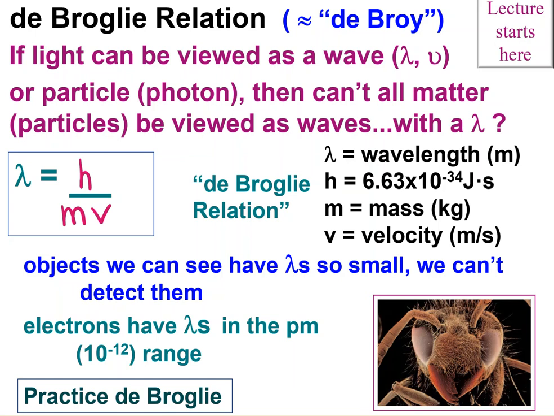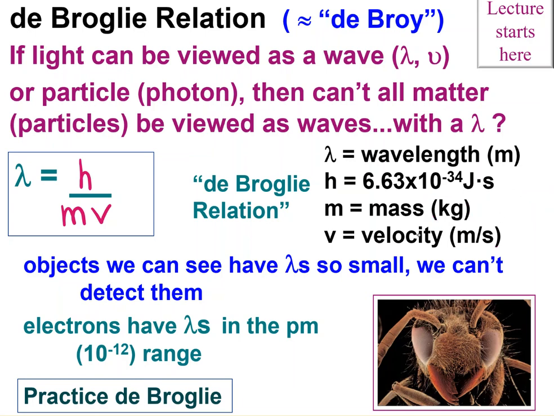The de Broglie relation relates wavelength to the mass of an object and its velocity. So this is not frequency, this is velocity. To use this equation, you have to use SI units in order for the units to cancel correctly. The thing to watch for is that the SI unit of mass is kilograms, not grams, and velocity is meters per second. So we need to make sure we have those units to plug in there.